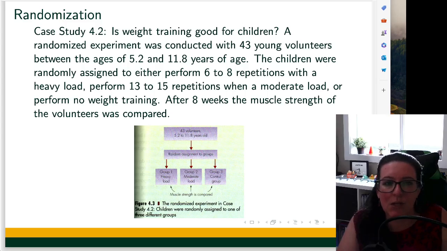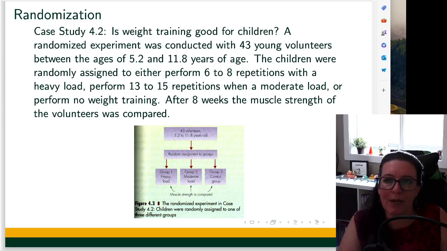So in this case, there's a study with 43 young volunteers between the ages of 5.2 and 11.8 years old. The children are randomly assigned to either perform 6 to 8 repetitions with a heavy load, or perform 13 to 15 repetitions with a moderate load, or perform no weight training. After 8 weeks, the muscle strength of the volunteers is compared.